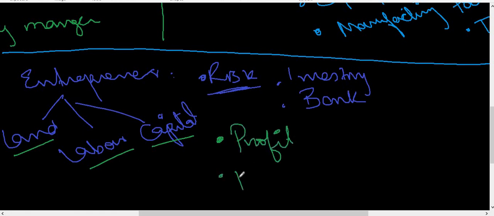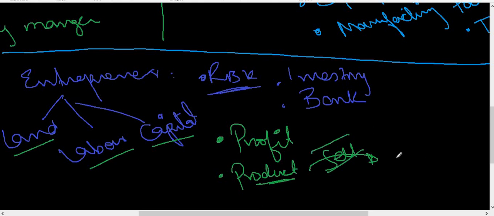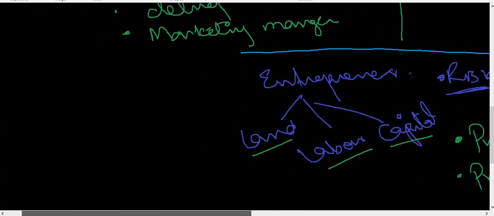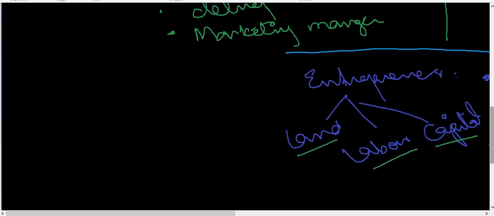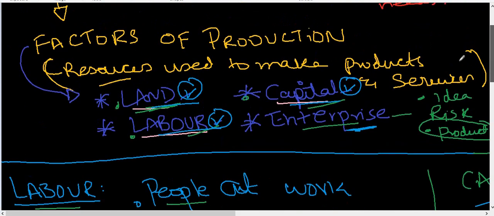He will make the product, sell the product, and make profit. So he has his own benefits, of course. But he's the guy who's taking the risk. So now I hope we understand the four factors of production, which are land, labor, capital, and entrepreneur. So these are the resources you need.